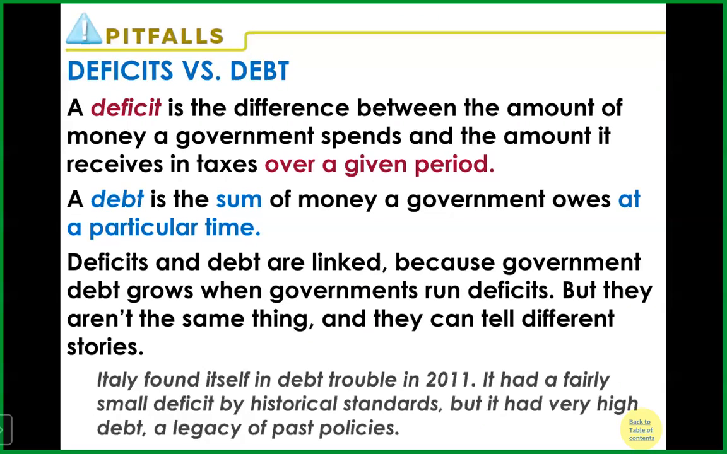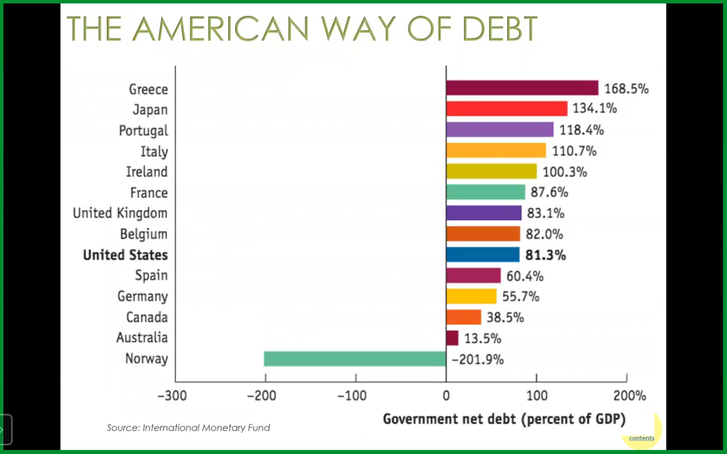So deficit is the difference between spending and tax revenue. Right? Debt is the sum of money the government owes, but usually deficit translates into debt. Right? Because otherwise, how do you finance the deficit? If you keep running deficits, you're going to make your debt larger and larger. And this is how each country's debt looks, right? There's only one country that actually has assets instead of debt, which is Norway.